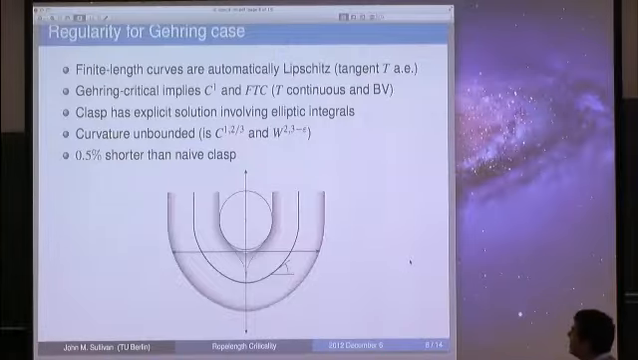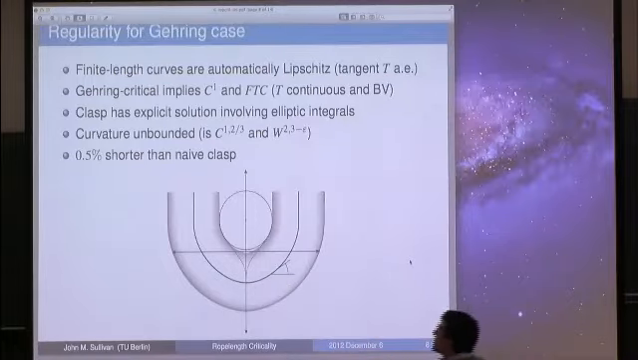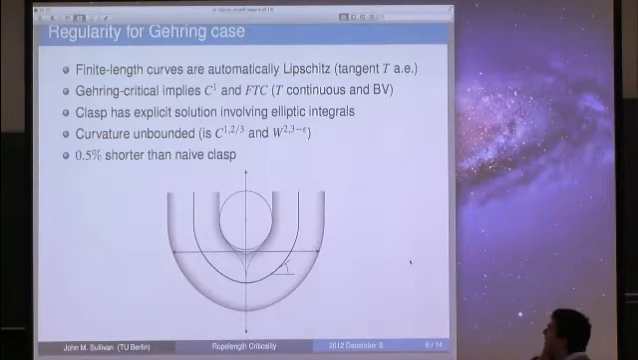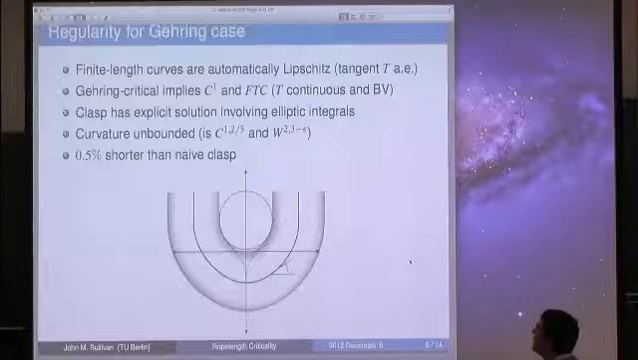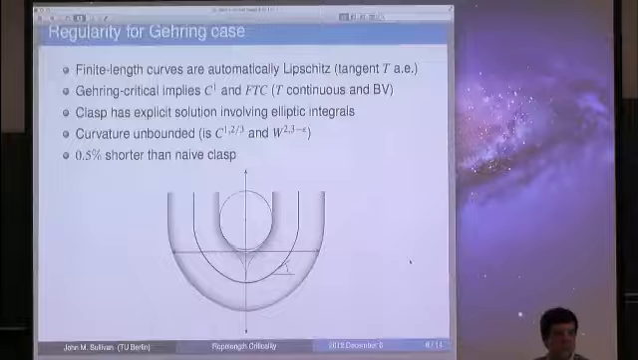So this, we have an explicit solution in our paper. The dashed line is the contact line between the tubes around the components. Explicit solution involving elliptic integrals. It's 0.5% shorter than the naive clasp you'd build with the semicircles. But as I said, the curvature is unbounded. The tangent vector is Hölder continuous, not Lipschitz.